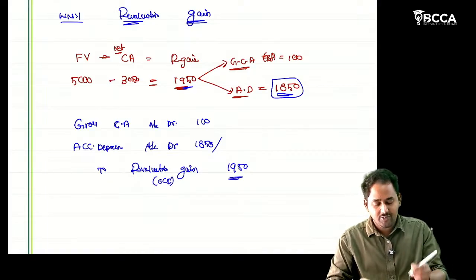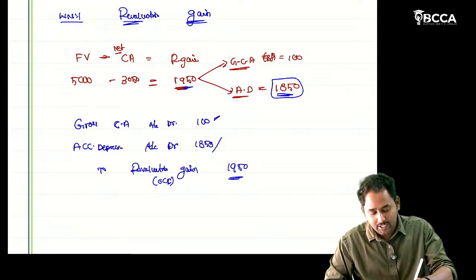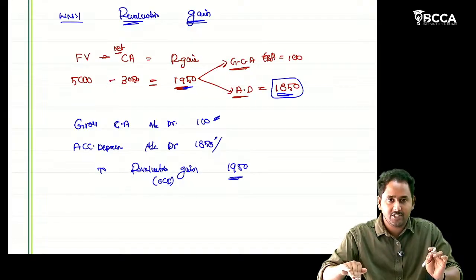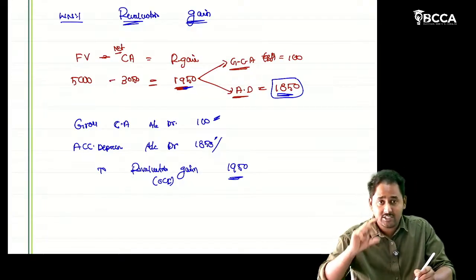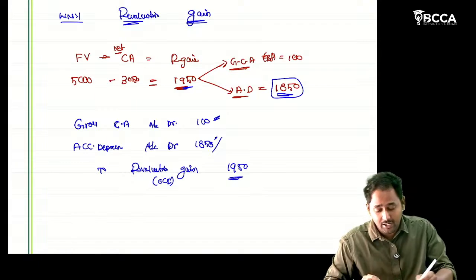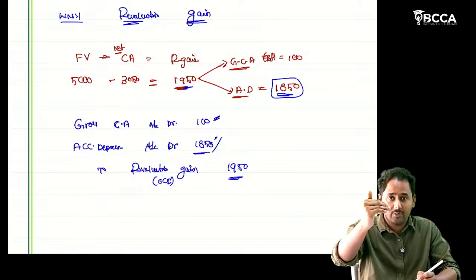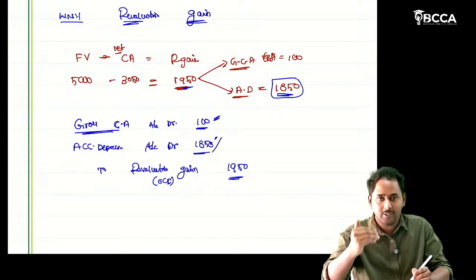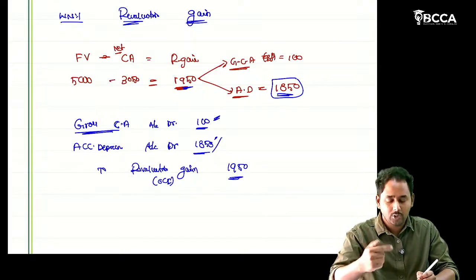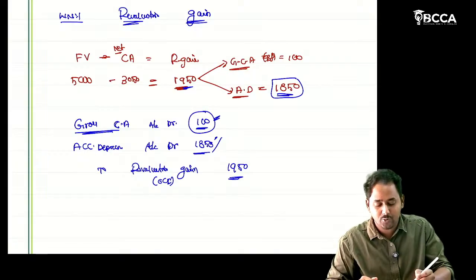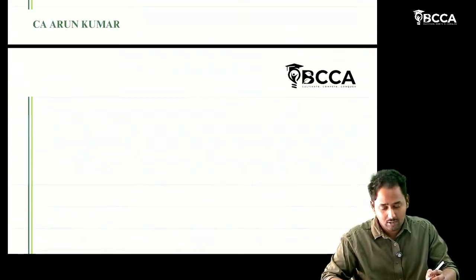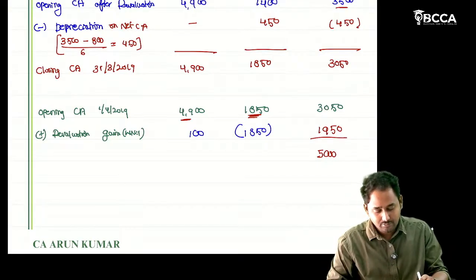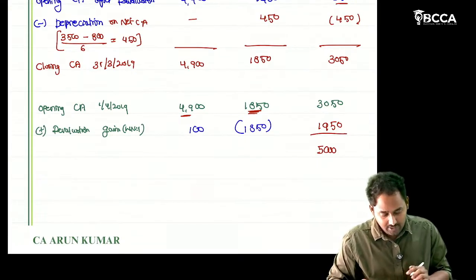How is this 1950 allocated between the gross carrying amount and accumulated depreciation? First, you should use the entire accumulated depreciation. Accumulated depreciation is a credit figure, but I am doing it as debit, so it reduces. But gross carrying amount of the asset is a debit aspect, and I am giving a debit again. So the gross carrying amount of the asset should be increased by 100. 1950.